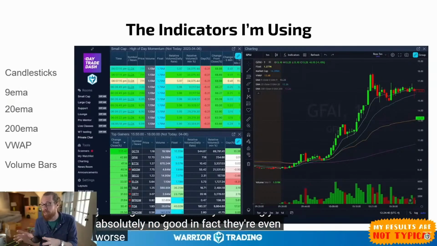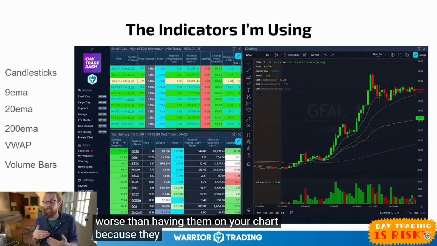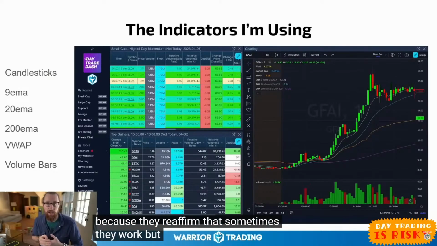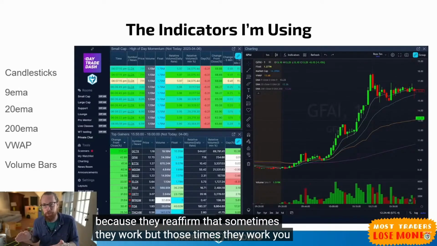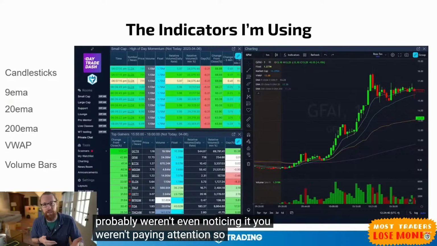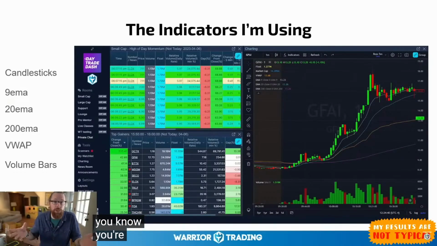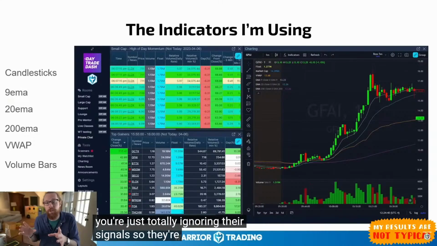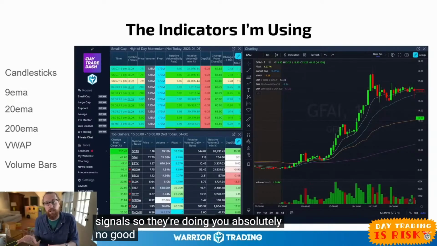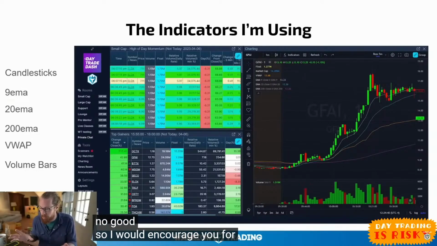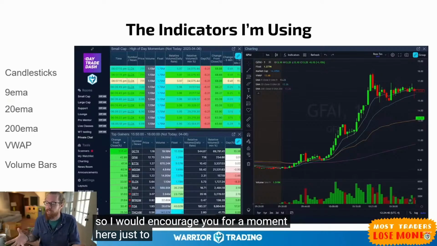In fact, they're even worse than having them on your chart because they reaffirm that sometimes they work, but those times they work, you probably weren't even noticing it. You weren't paying attention. The majority of the time, you're just totally ignoring their signals. So they're doing you absolutely no good. So I would encourage you for a moment here, just to step back.